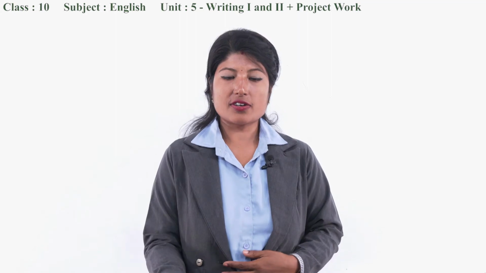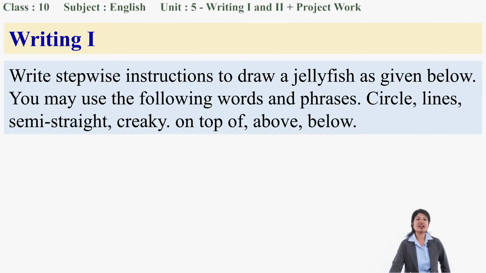Here it goes, writing I or writing first, whatever you call, a very interesting task. Do you know what is it? Let's go through and find out what is it. Write stepwise instructions to draw a jellyfish as given below. You may use the following words and phrases: circle, line, semi-straight, creaky, on top of, above, below. These words are to be used to write instruction of jellyfish.